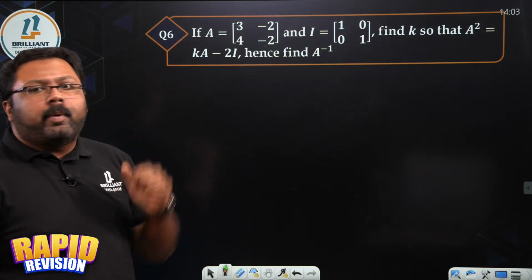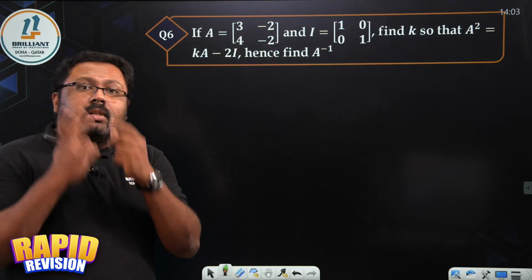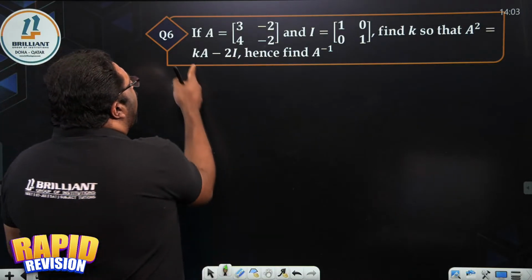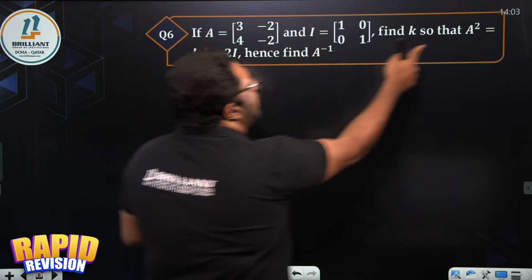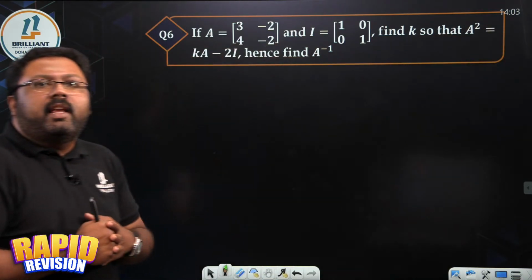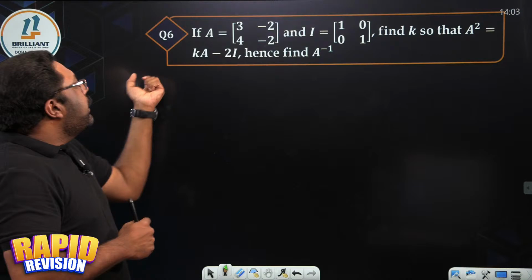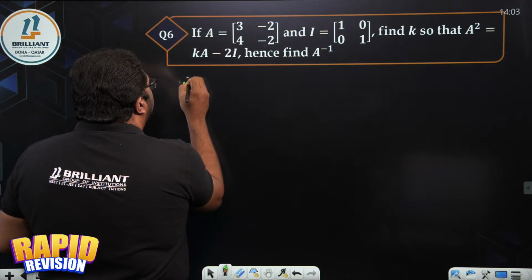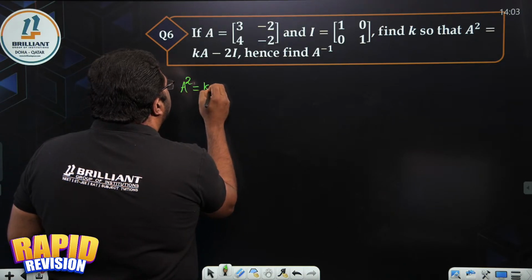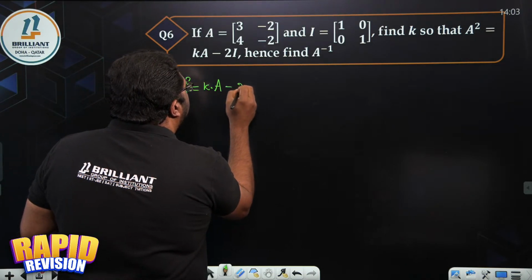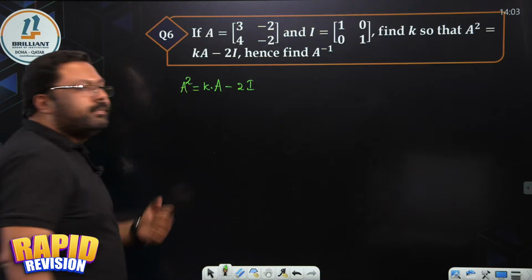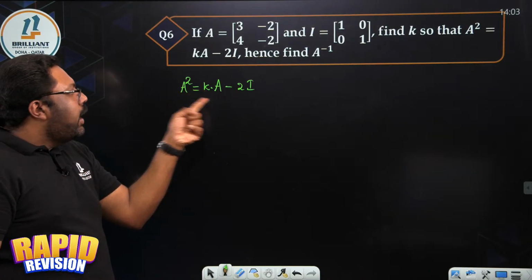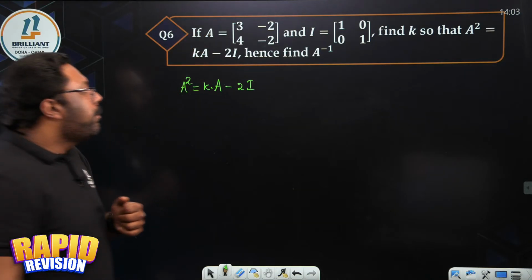Question 6, all of you. This is again a very important type. I have tried to mix 2 important questions in this. One is finding the unknown value K in this expression. Finding the unknown value K in a matrix equation. What is the matrix equation here? A squared is equal to Ka minus 2i. This is the matrix equation. From this I have to find out what is K. I am given what is A.